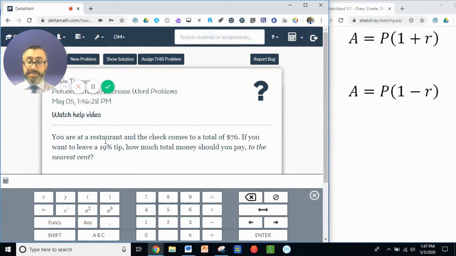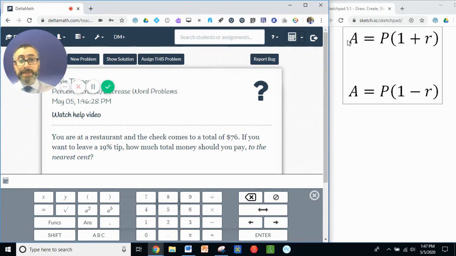You are at a restaurant and the check comes to a total of $76. If you want to leave a 19% tip, how much total money should you pay to the nearest cent? Okay, so if I'm leaving a tip, I'm going to pay more than the bill of $76. And you should always leave a tip. Always.